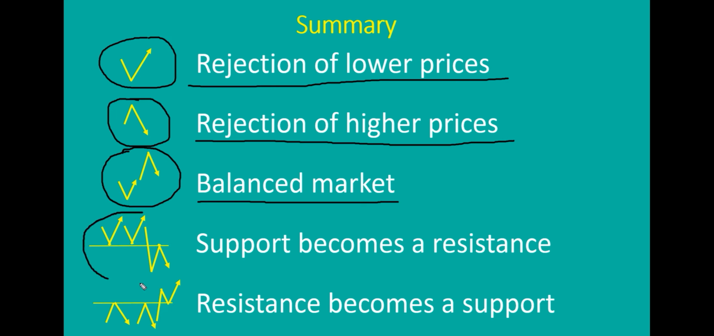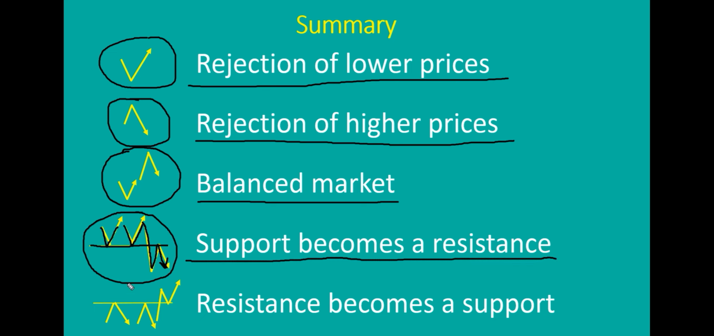Now this is how support which becomes resistance looks like. As you can see, this given price level was support, then the price went past it, and it became a resistance. Alright, so support becomes a resistance.